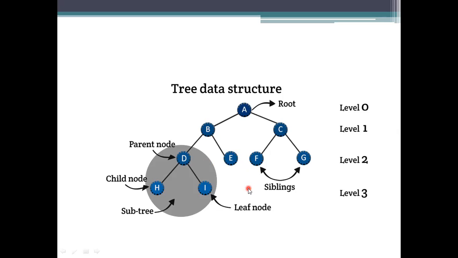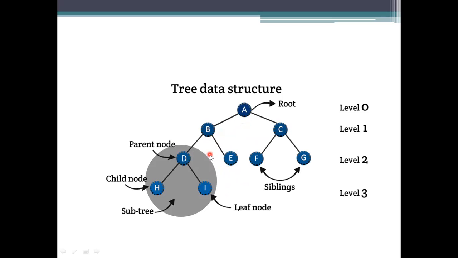If you see the last nodes, that is H, I, E, F, G, these have no children. So they are considered leaf nodes. Any node which does not have any children is considered a leaf node. B, C, and D are considered non-terminals. A is considered the root here.